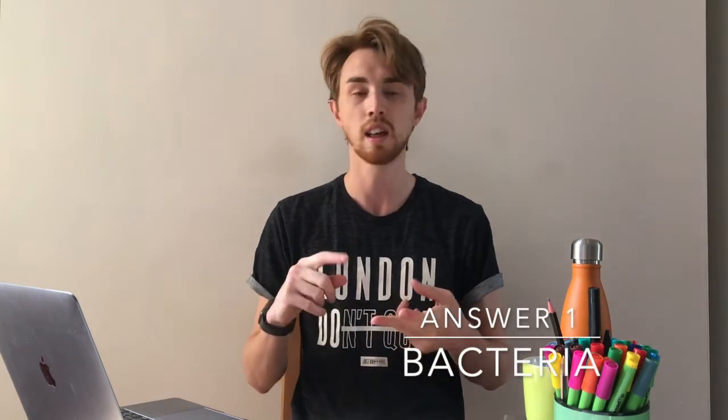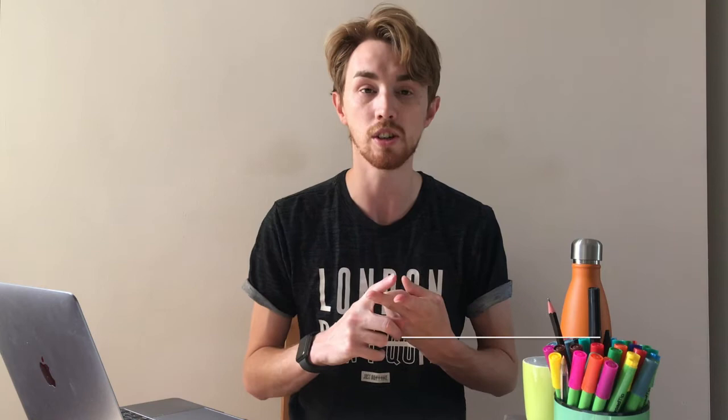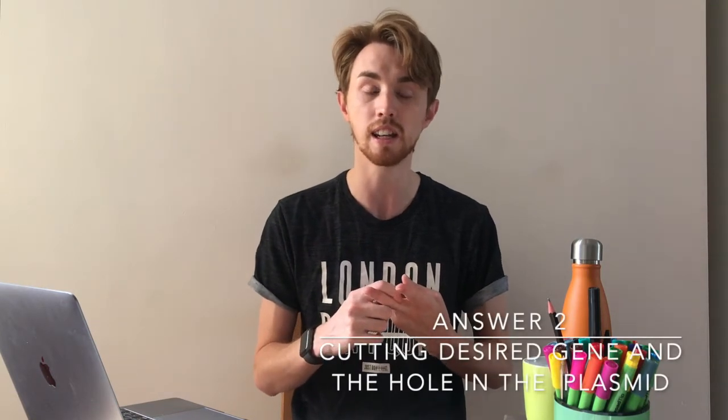Okay, good. Let's go through our answers then. The vector for genetic engineering is bacteria. The restriction enzyme is used to cut out the desired gene and also to cut a hole within the bacteria plasmid. The ligase enzyme is then used to stick that desired gene into the plasmid.